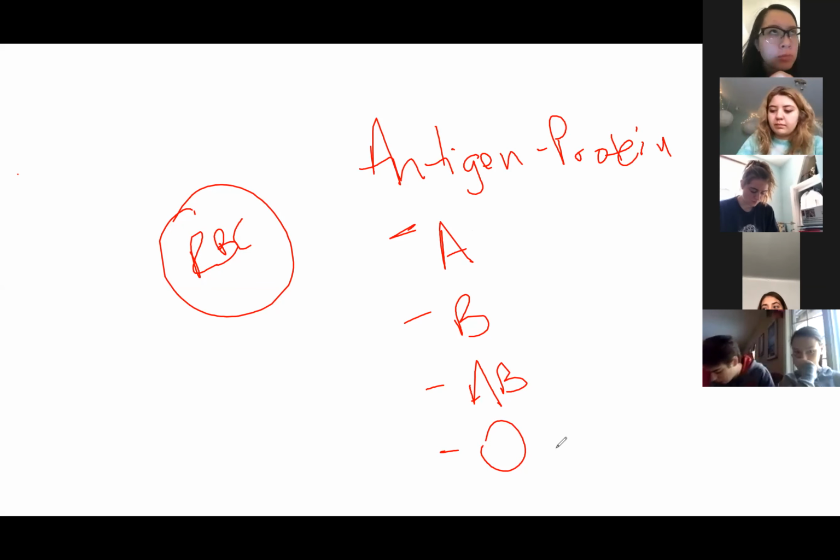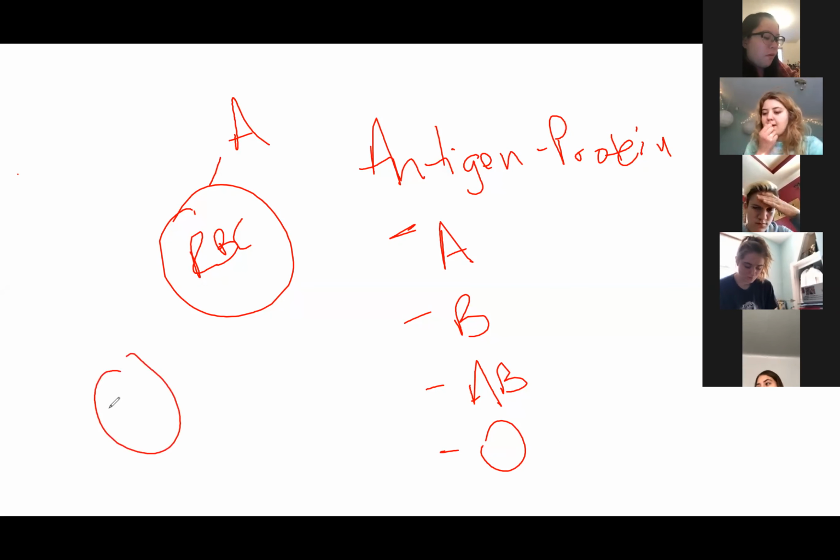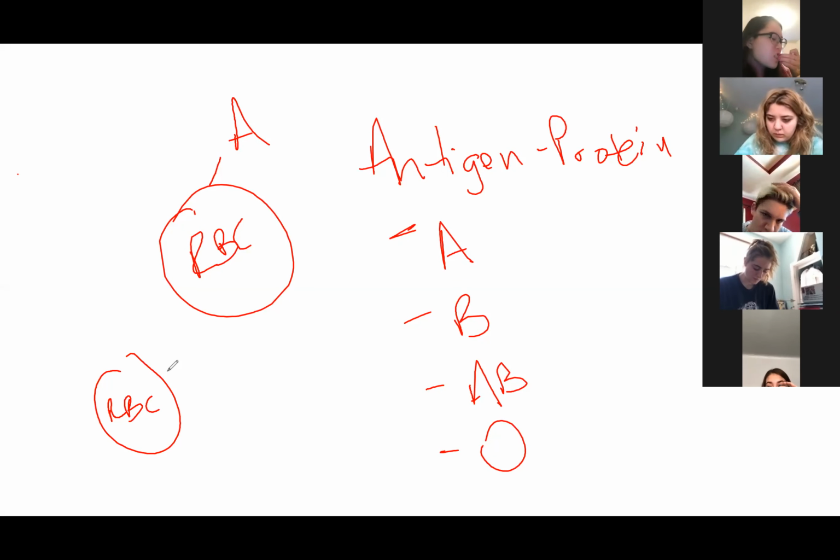So for example, like everything else in my life, I have type A blood, because everything in Brian's life is an A. So if this were Brian's red blood cell, off this red blood cell you would see an A. Now, what that means is that I could only receive blood from someone who either has this antigen or from a red blood cell that doesn't have any antigens. So the reason that type O is called the universal donor is because it doesn't have any antigens on the surface of the blood cell.